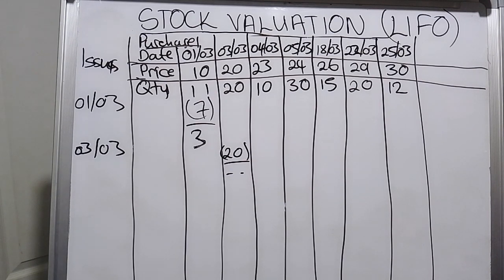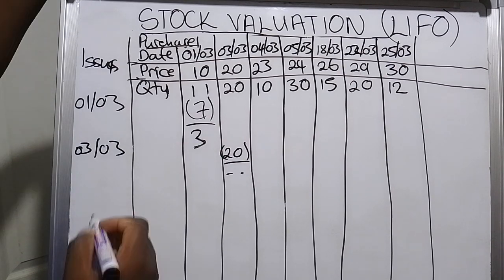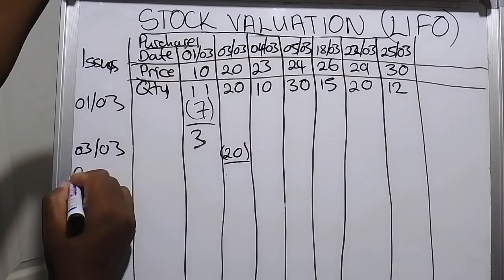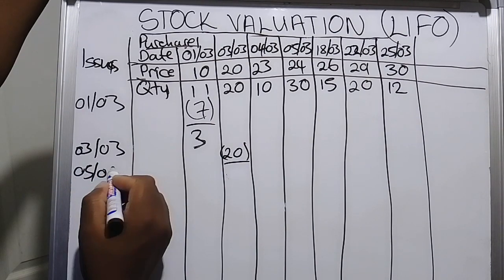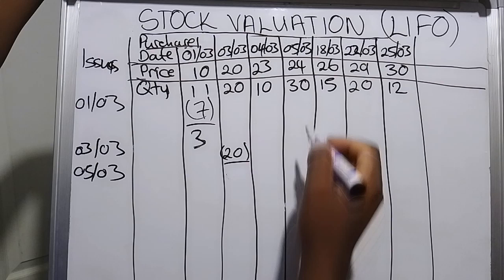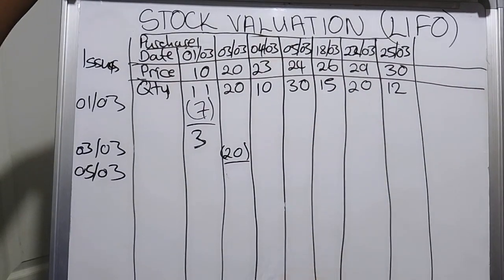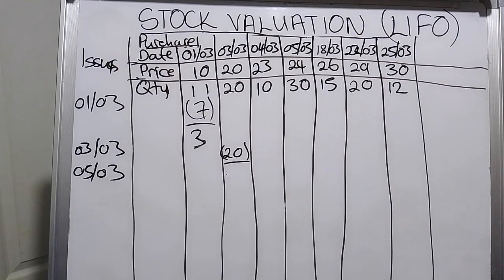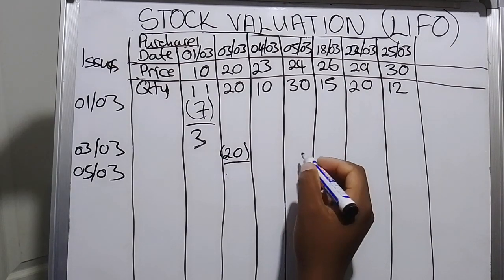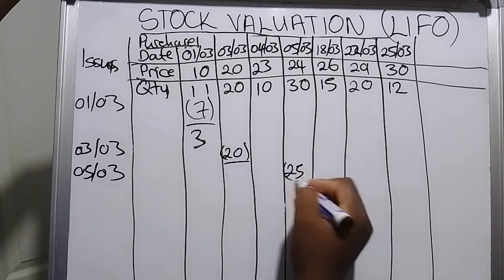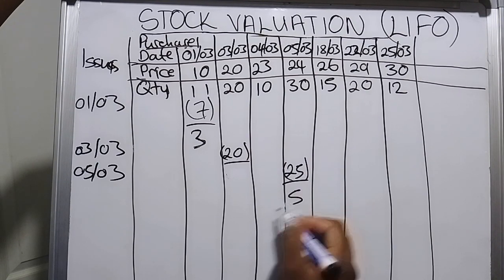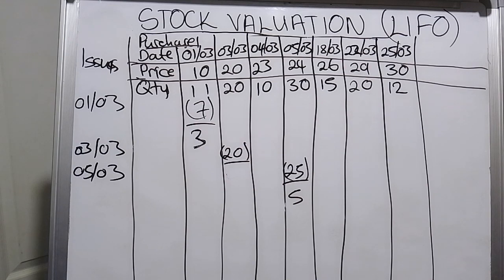Then we move to the next date when we made sales. We made sales on the 5th of March and we sold 25 units. On the 5th of March, we sell the most recent stock. So we go to the 5th of March, then we deduct 25 items from there. Then we remain with 5 here. Then we move to the next date when we have sale.